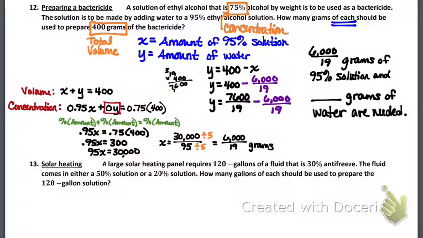How much water do we need? 1,600 over 19. So I need 1,600 over 19 grams of water in order to make this solution.